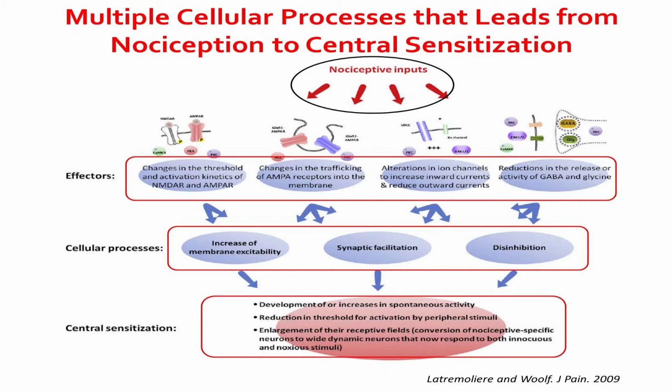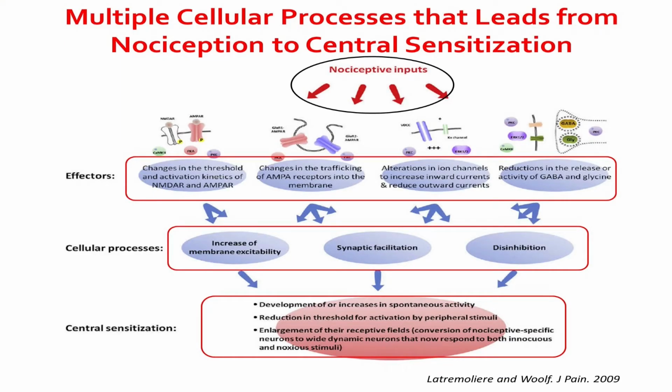People may have spontaneous pain. And also the third thing is the enlargement of the receptive field. So you no longer have pain only in the area where your pain started. The pain may involve other areas, and that is an indicator of central sensitization. And there are multiple steps for that, and I'm not going to go into detail, but I'll show you the evidence for these findings.